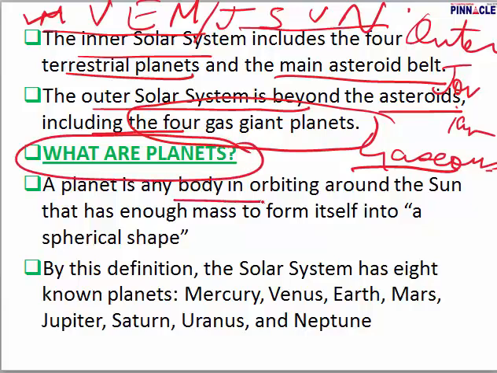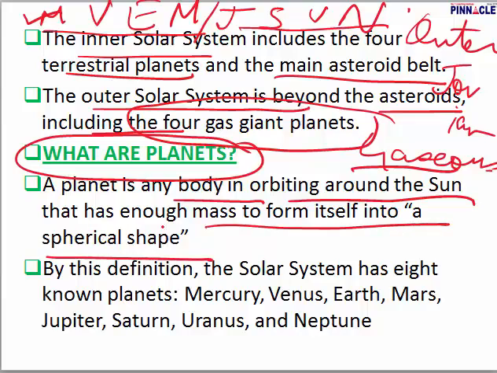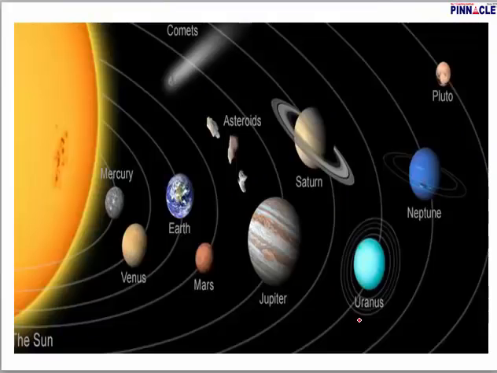A planet is any body which is orbiting around the sun, as I just showed you with the orbit, the aphelion and perihelion positions, and that heavenly body has enough mass and has formed a spherical shape. It is by this definition that the solar system is known to have 8 planets: Mercury, Venus, Earth, Mars, Jupiter, Saturn, Uranus and Neptune.